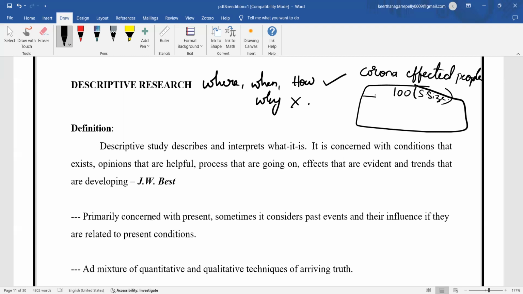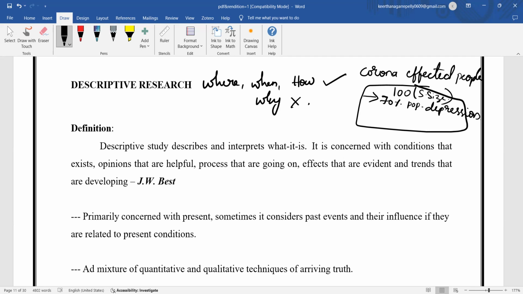So in the sample size of 100, what you came to know is that almost 70% of the population went into depression after corona. Now what is the percentage, when it happened, after corona, and how it happened because of corona, all these you can explain. But why they went into depression because of corona, that you cannot explain with the use of descriptive research.